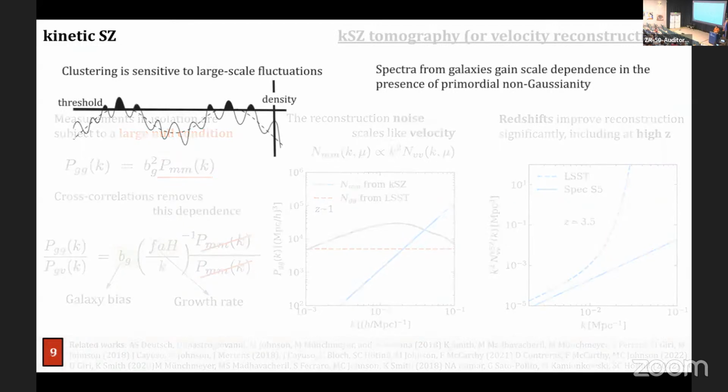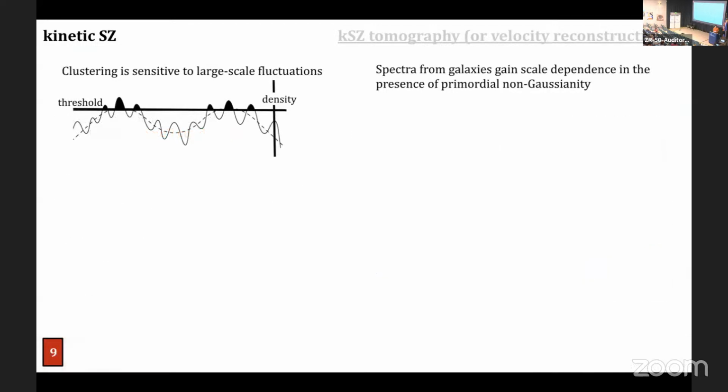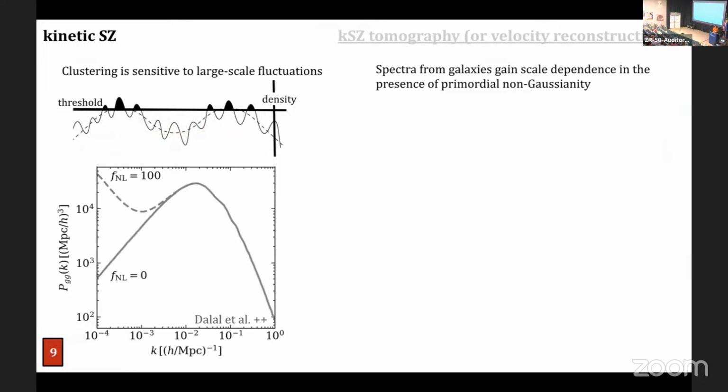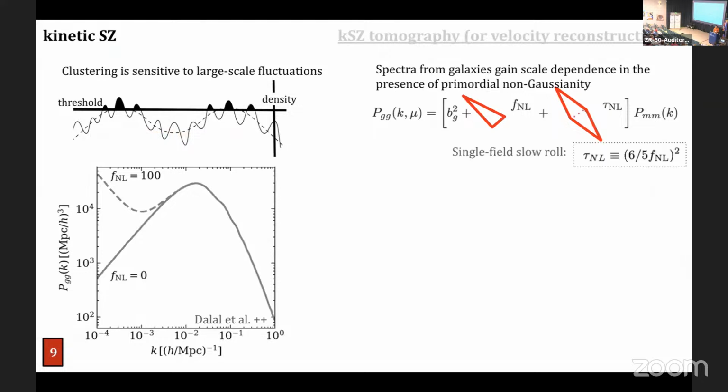So one of the main science targets of this program, of course, is measuring the scale-dependent galaxy bias from local non-Gaussianity, fNL, which we discussed yesterday in detail. And here I show the contribution to the galaxy bias from this local type of non-Gaussianity, fNL, as well as tau NL that Oliver also introduced, which can be given in terms of fNL in single-field slow-roll inflation, but also deviates from this in principle if you have multiple fields with different corresponding power spectra, for instance.